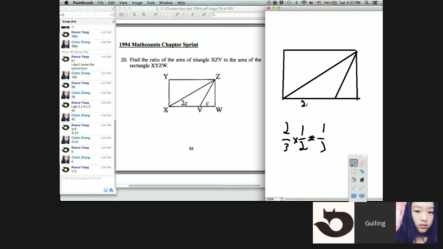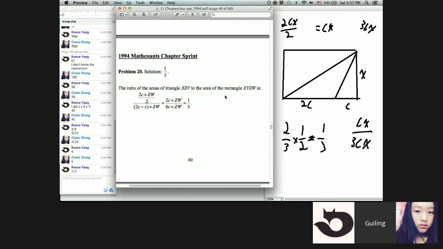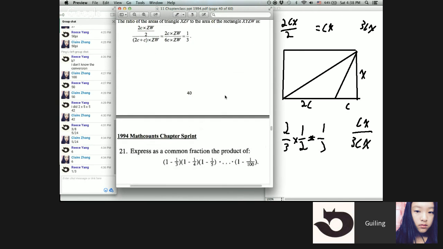Or you can just say this is 2c, this is c, and we'll give this a variable of x. So the area of this triangle right here is 2cx over 2. And then that is just equal to cx. And the total area of the rectangle is 3cx, because this is 3c and this is x. So the ratio is just cx to 3cx, which comes out to just be 1/3. What do they do? Yeah, they do basically the same thing.